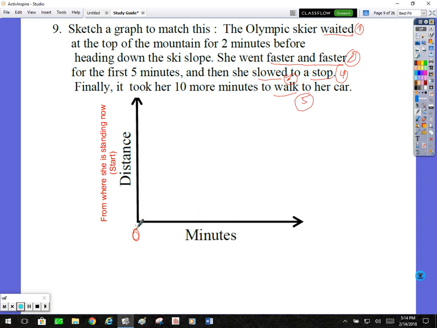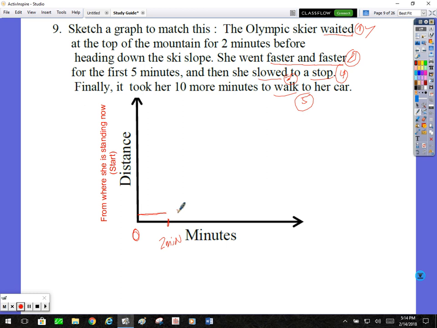Well, here we're sitting at 0 distance at 0 minutes. So from somewhere right in here, we're just going to kind of freehand this. For about 2 minutes, she waited. So time's going by, but distance is not. So it's a flat line. Then, so that's 1. So then she went really fast.